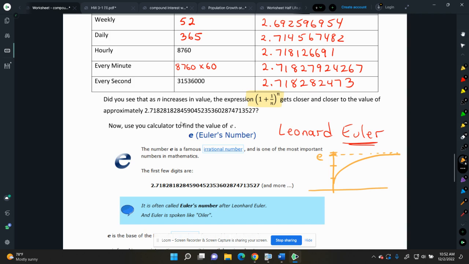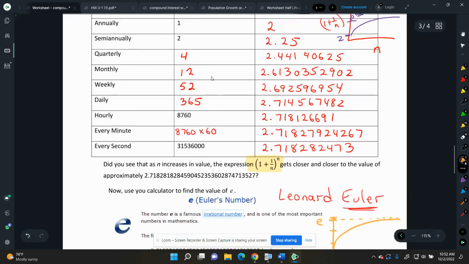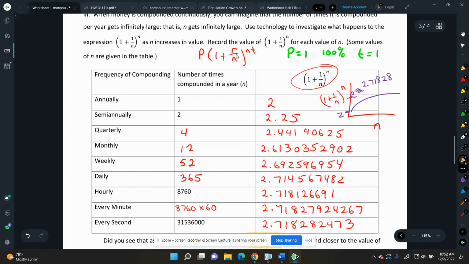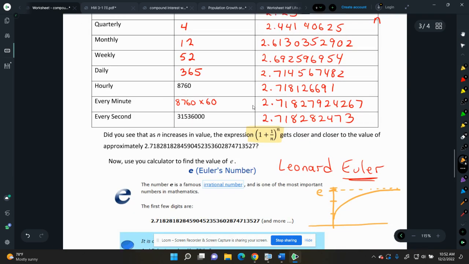We have that horizontal asymptote. It never went past that line. That line is what we're calling e, 2.718. So I could go 5 billion, and this 1 plus 1 over n to the power of n will not cross 2.71828, and so on.